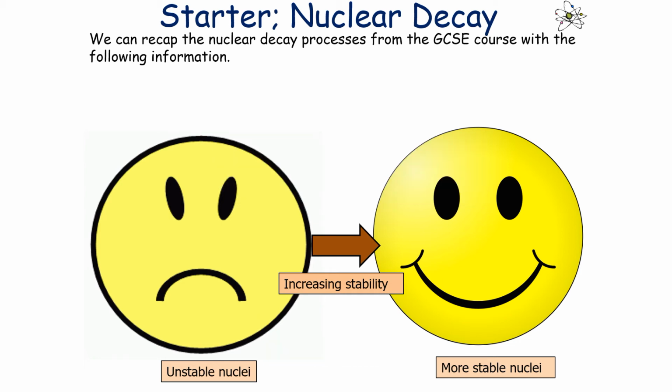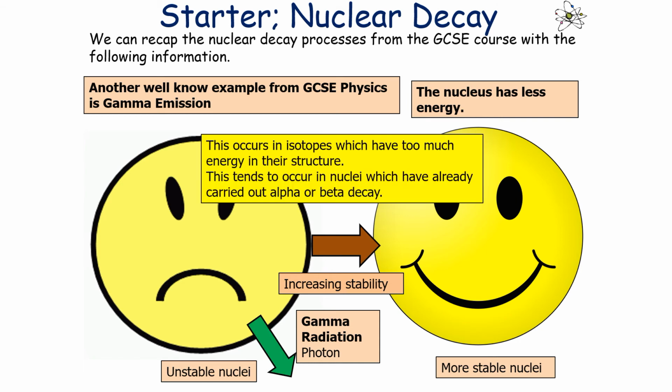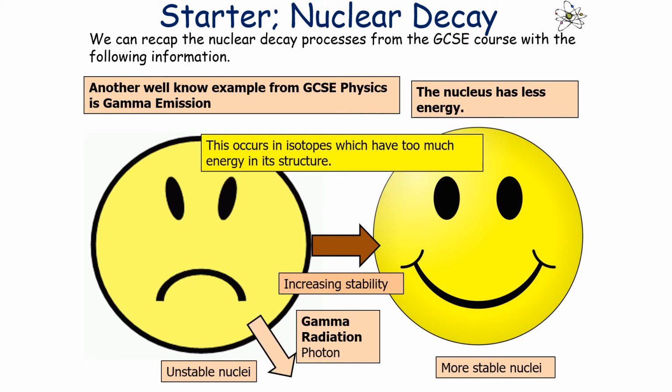Now, the final well-known example from GCSE physics is gamma emission. So in this case, the unstable nucleus will increase stability by releasing gamma radiation in the form of photons. So this occurs in isotopes which have too much energy in their structure, and this tends to occur in nuclei which have already carried out alpha or beta decay. So it occurs in isotopes that have just too much energy.